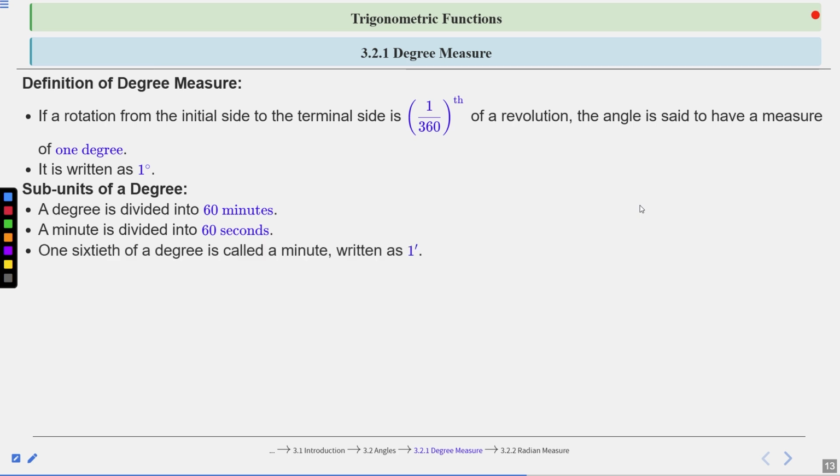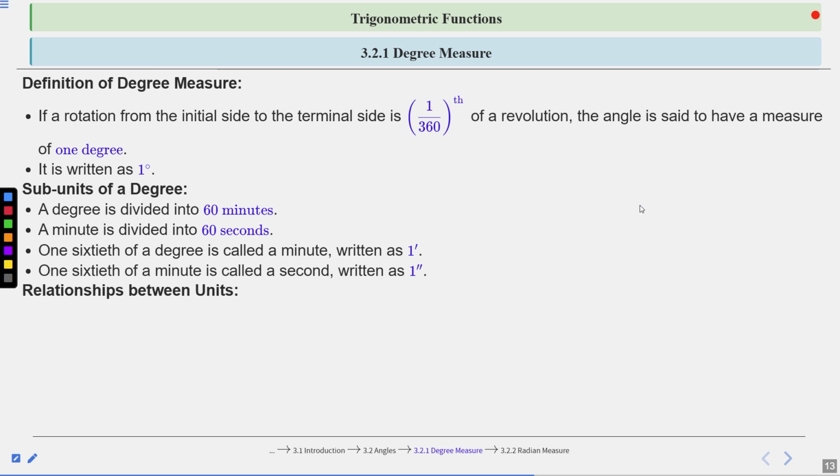Now 1/60th of a degree is called a minute. So it is written as 1 minute. The minute notation is represented in blue: 1 raised to the power of a prime, a small dash. Okay. Now 1/60th of a minute is called a second. The notation is 1 double prime. So this represents 1 second.